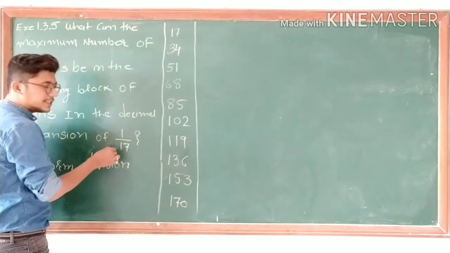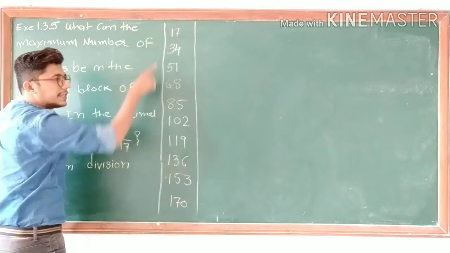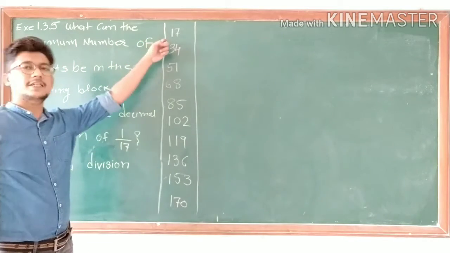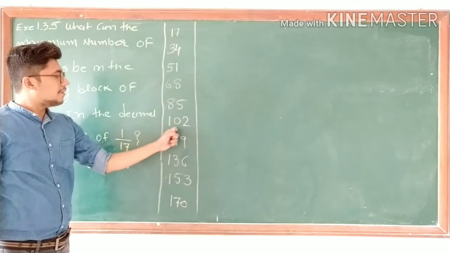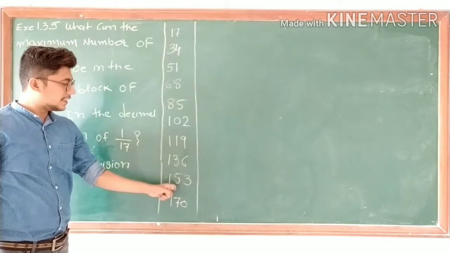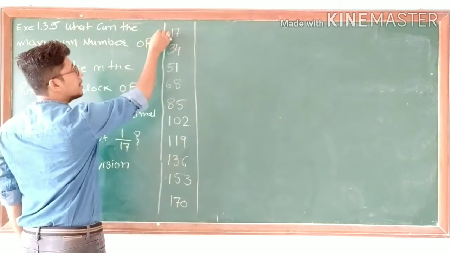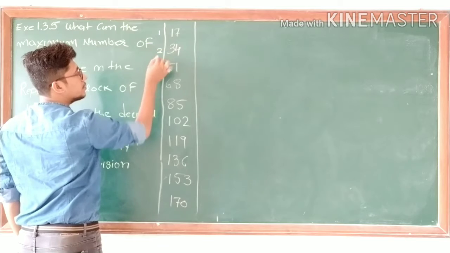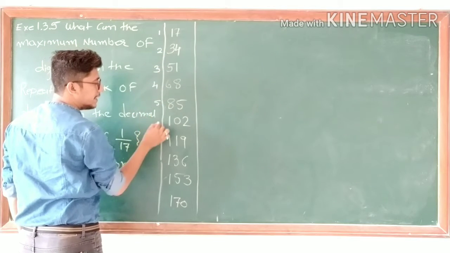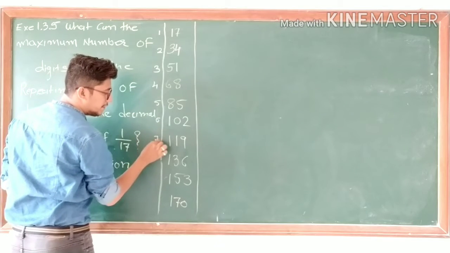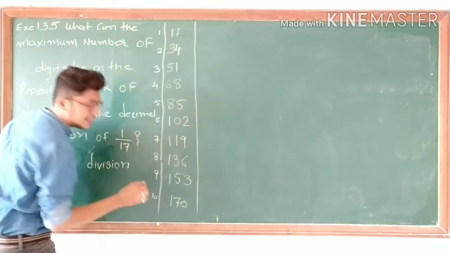Suppose here 1 upon 17 is there. So what you have to do? Write the table of 17 first. 17 ones are 17, 17 twos are 34, 51, 68, 85, 102, 119, 136, 153 and 170. So for our understanding, very easily, 17 ones are 17, 17 twos are 34, 3 is 51, 4 is 68, 5 is 85, 6 is 102, 7 is 119, 8 is 136, 9 is 153 and 10 is 170.